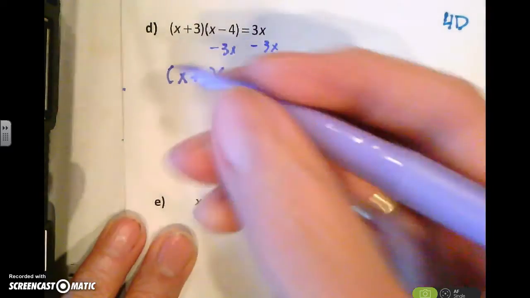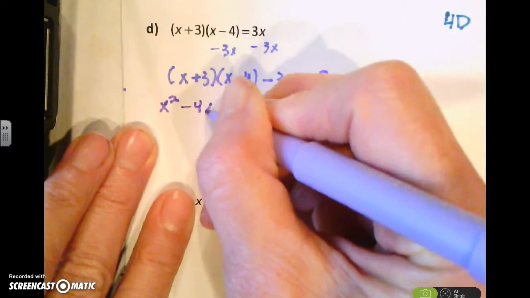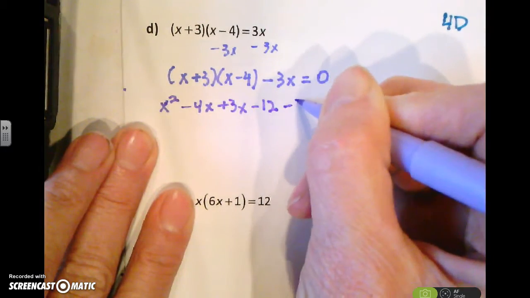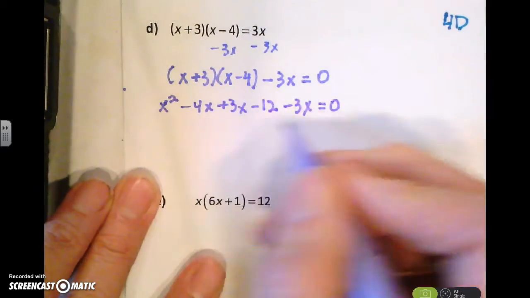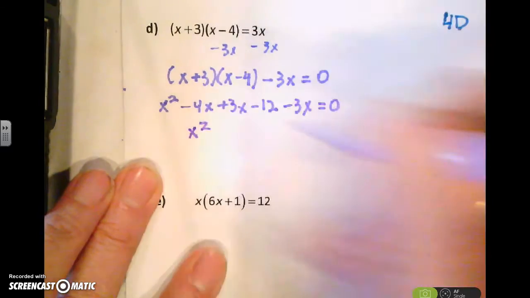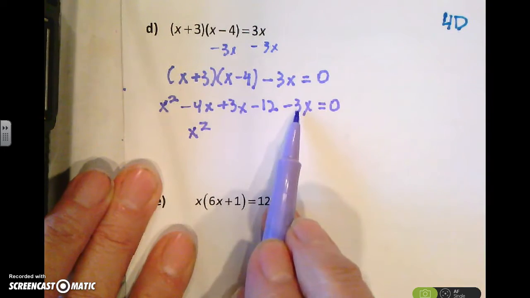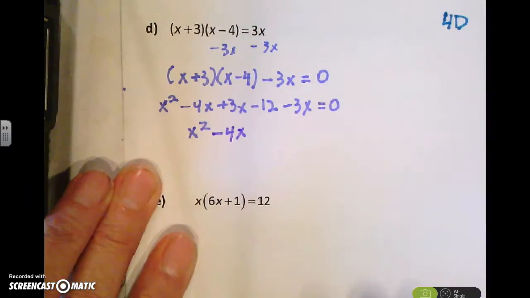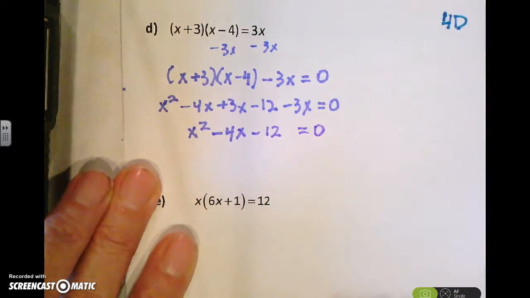So what I'm going to need to do is to eliminate the parentheses first so that then I can factor. So I'm going to FOIL this, and that's going to give me x squared minus 4x plus 3x minus 12. And then I've got this minus 3x is equal to 0. Now I need to combine like terms. So I have x squared, and then I have a minus 4x plus 3x, negative x, and then minus 3x again. So that's going to give me negative 4x's. Then we have minus 12, and then equal to 0.